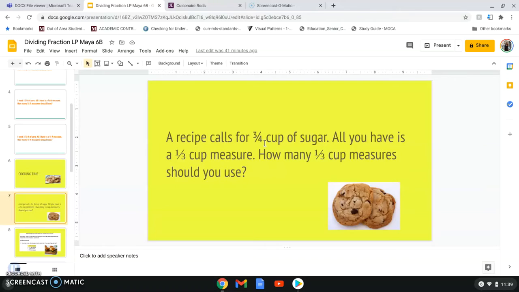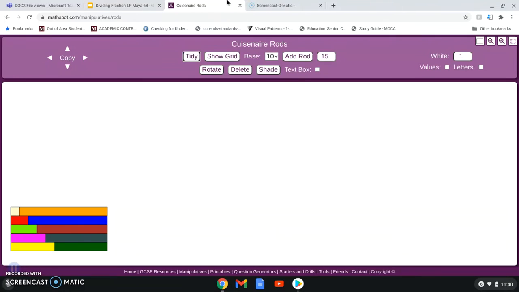So when you have 3/4 divided by 1/3, you're essentially asking yourself, how many 1/3s are there in 3/4? Or how many 1/3 cup measures would I need to use in a recipe to get 3/4 cup of sugar? There's multiple different ways you can explain this situation, but we're going to look at the Cuisenaire rods and see how this can help us.